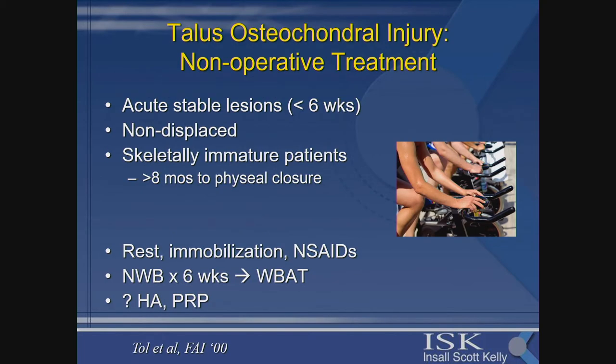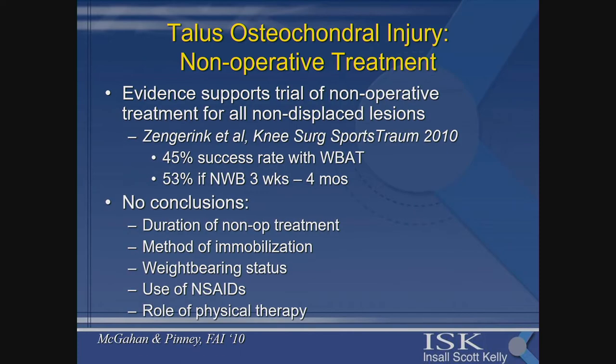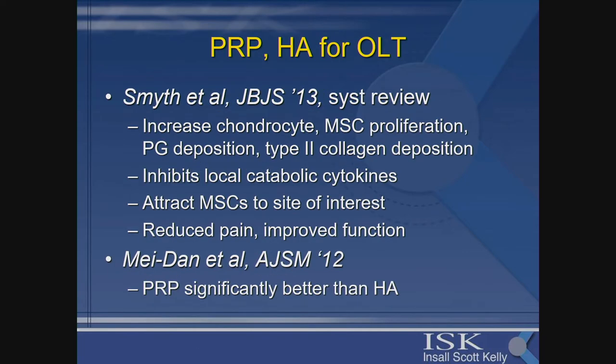The literature tends to support proceeding with a course of non-operative treatment if there are not obvious mechanical symptoms. Typically this is for acute, stable, non-displaced lesions, and skeletally immature patients that are more than 8 months from physeal closure. Usually that's a course of non-weight-bearing and anti-inflammatories. The largest trial was the Zengering trial, which showed about a 45% success rate with non-operative treatment. Especially if they're non-weight-bearing in a cast, they do even a little better. There's really no consensus in the literature on exactly how long you should do it for, exactly how you should immobilize, or the use of NSAIDs or therapy in this course.